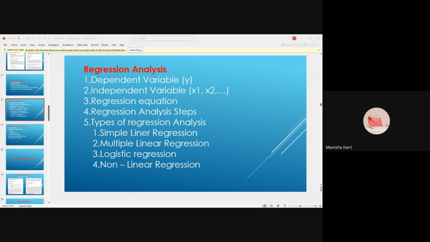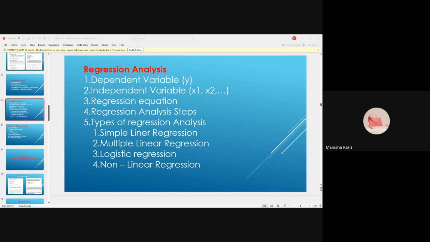Next, coming to regression analysis steps. Here, there are some steps in this regression analysis. First one is to collect and organize the data. Next one is to specify the regression model, for example, simple linear regression or multiple linear regression. Next one is to estimate the parameters, that is the intercept and slopes, using statistical software and evaluate the model's goodness of fit, for example, R squared, adjusted R squared. Test the significance of the independent variables, for example, T test, F test. Then interpret the results and make predictions based on the model.